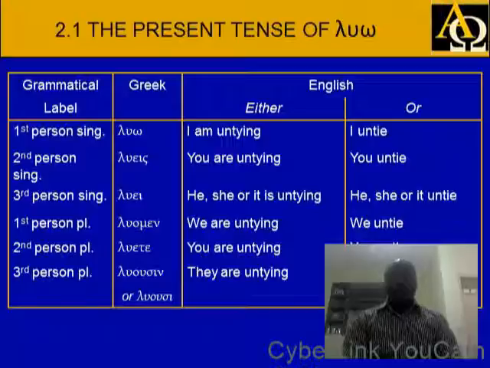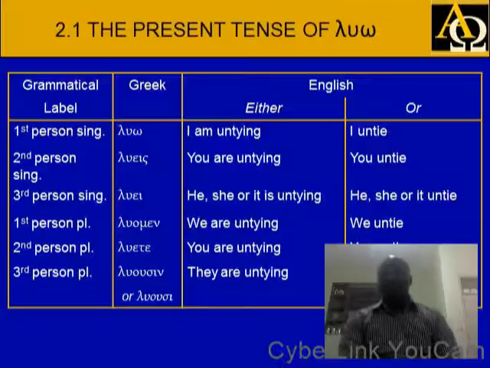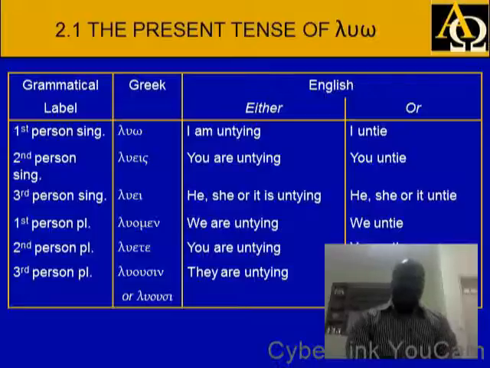Now the stem is lu, and the rest is the ending. So once you know the stem, then you know the ending as well. So in this case, lu is the stem, and the rest is the ending. So for every verb, for every present tense, you can differentiate the stem from the ending. And once you know the ending, then you know what the stem is, and you can complete the whole conjugation. Okay, so lues means you are untying.